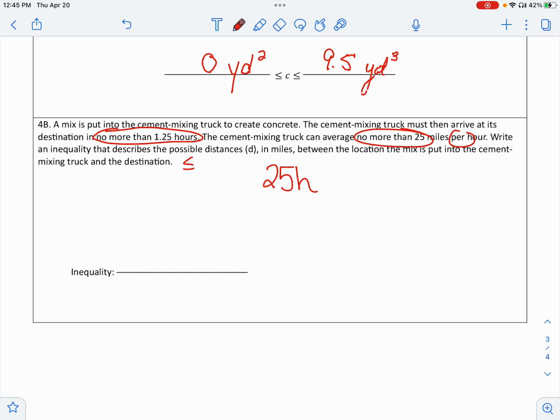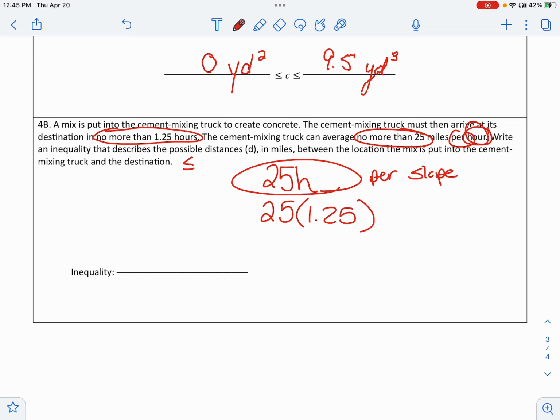So that is going to be 25 times 1.25 hours. I use that because it said per, and that made it a slope. So that's why I put it by the word hour. So per h, 25h. When I multiply those together, I end up with 31.25. And this is how many miles? Remember how it said miles per hour?